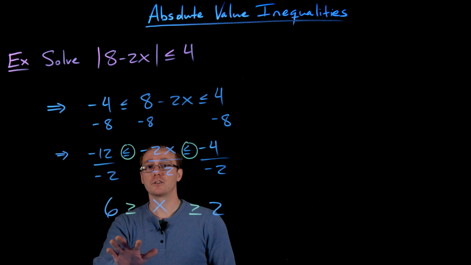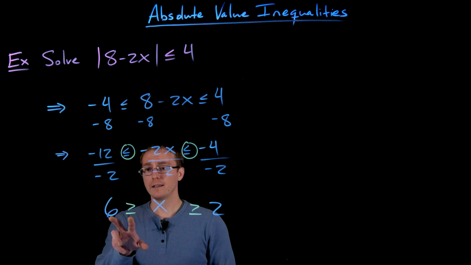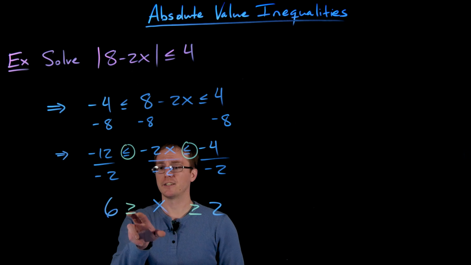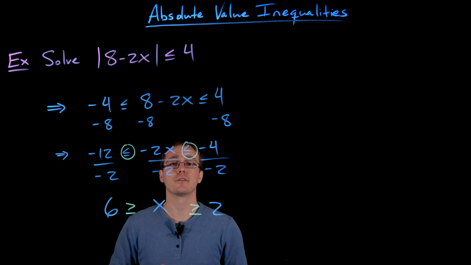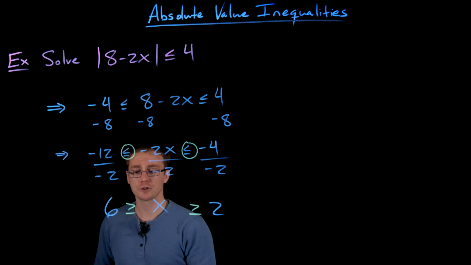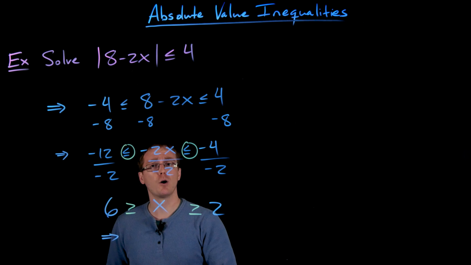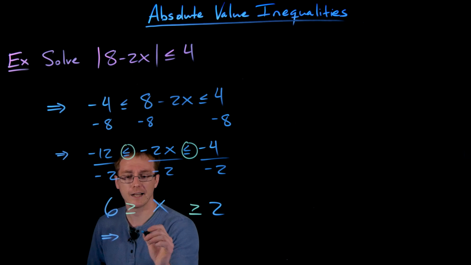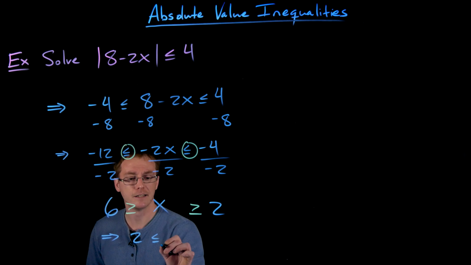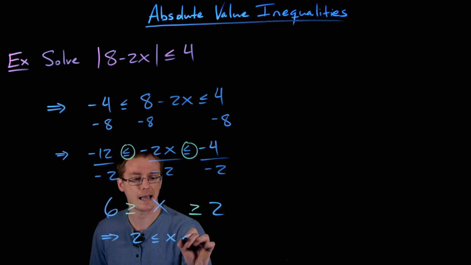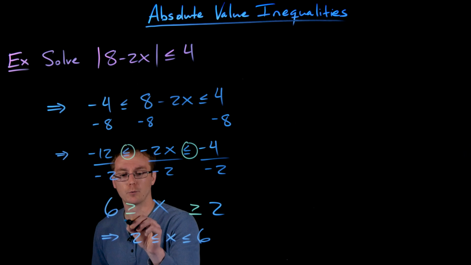And so now we have the solution in the inequality form. The way it's written now says 6 is greater than or equal to x, which is greater than or equal to 2, which is true. However, we always want to write it from the smallest number to the biggest number, or from left to right. So we just flip everything around and say 2 is less than or equal to x is less than or equal to 6.